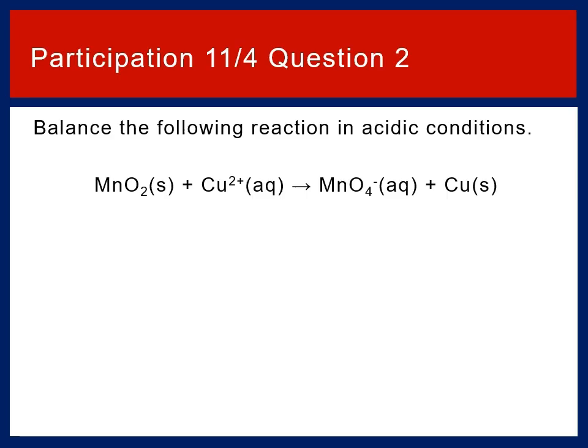Participation 11.4, question 2. Balance the following reaction in acidic conditions. MnO2 solid plus Cu2+ aqueous yields MnO4- aqueous plus Cu solid. This is the second question on participation 11.4 due Tuesday, November 4th at 11:59 p.m. over on Blackboard. Link to the assignment is right below the links to these videos. Again, balance the following reaction in acidic conditions. It's manganese 4 oxide and copper 2 becoming permanganate and copper.